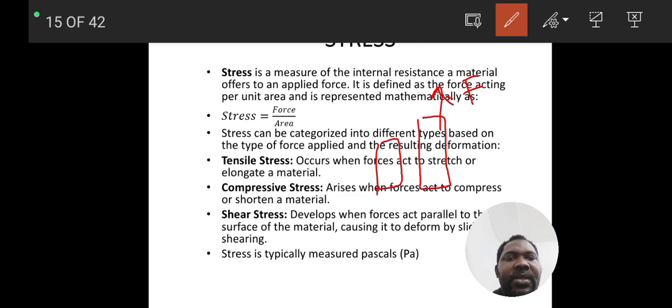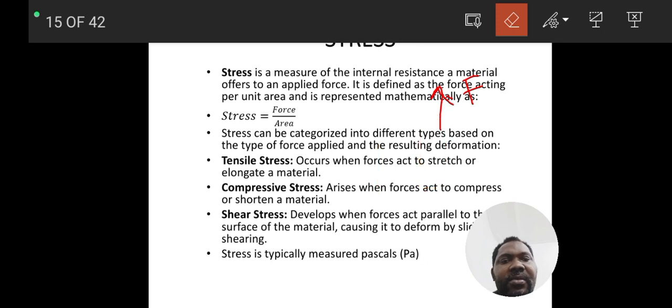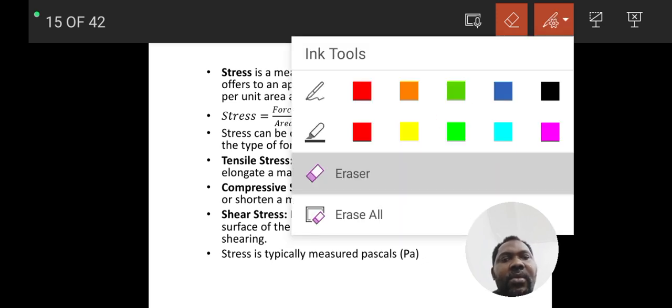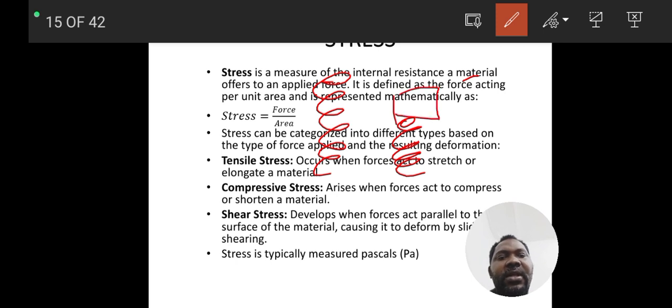Now, the next one is what we call compressive stress. Compressive stress arises when forces act to compress or shorten the material. A very good example is a spring. When you have a spring this way and you place an object on it, you see that the spring will reduce in size because of the load that you have placed on it. This type of stress is called compressive stress.